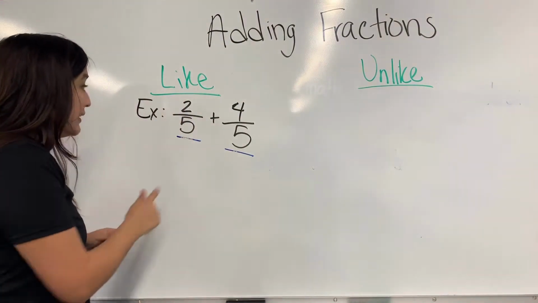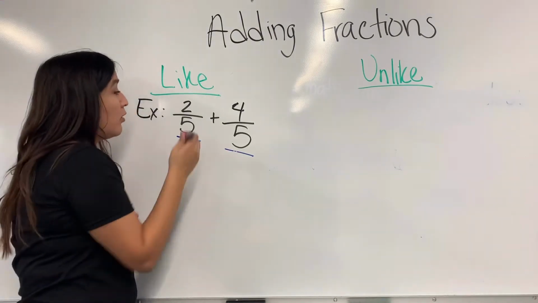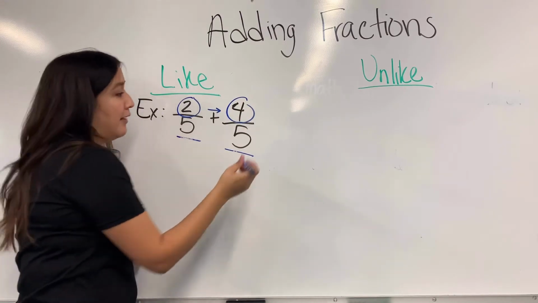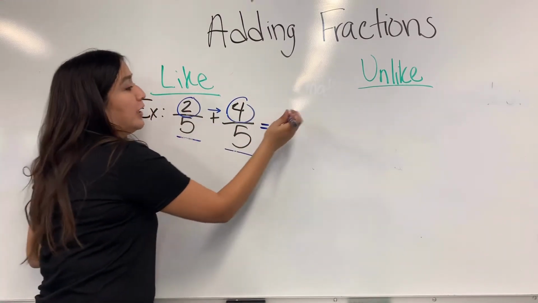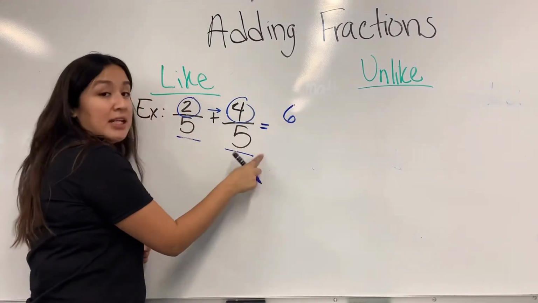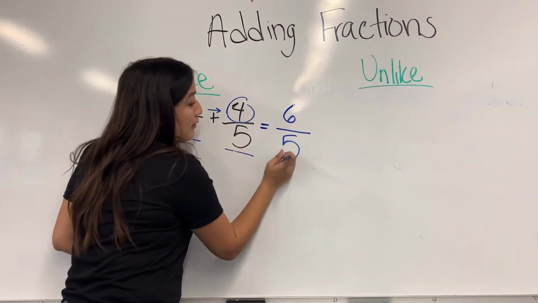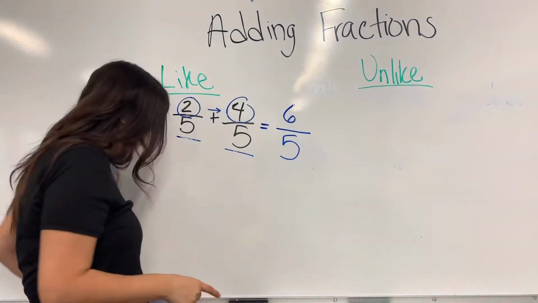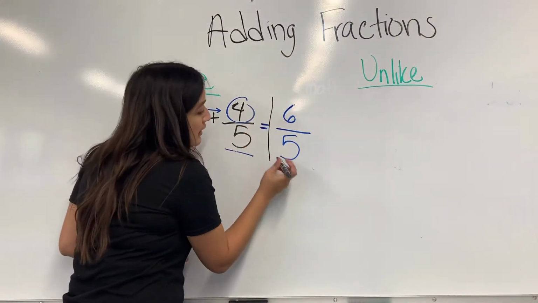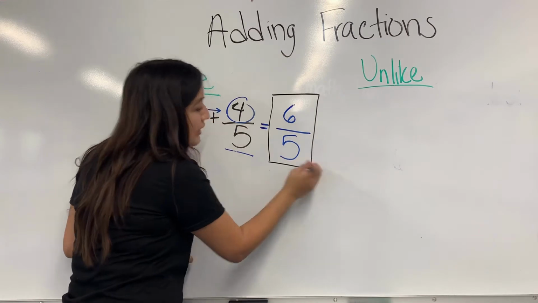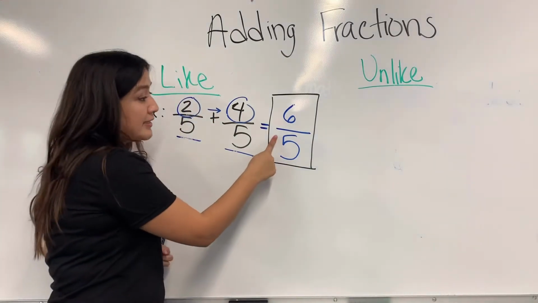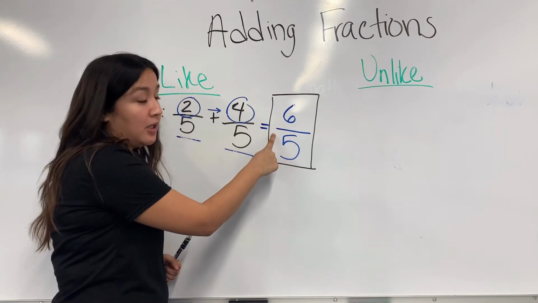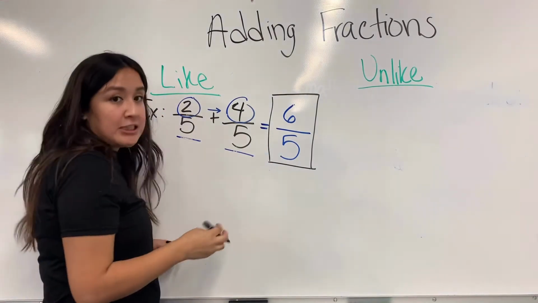Here, since they are like fractions, we are only going to add the numerators. You just add that. That gives me 2 plus 4 equals 6, and I keep my denominator. And my answer is 6/5. But we're not done yet. This is not correct yet. This is an improper fraction. We don't want our answers as improper fractions. We want them as mixed fractions, okay?